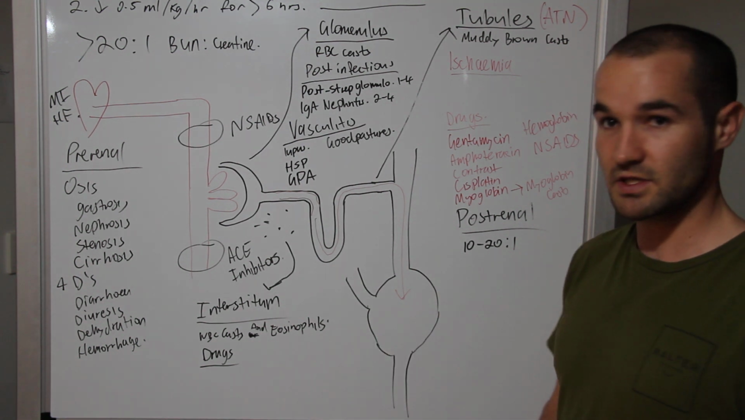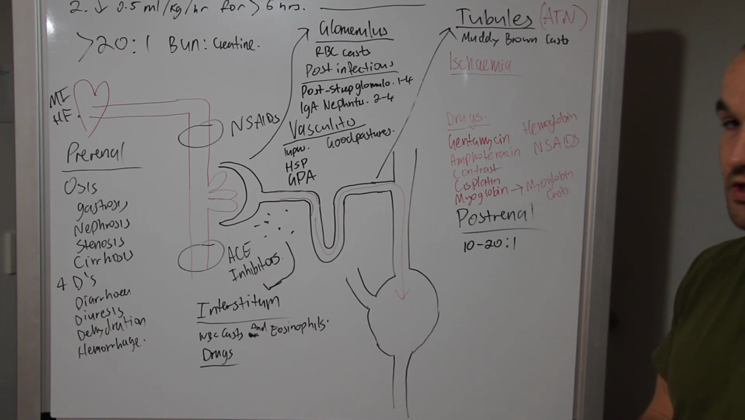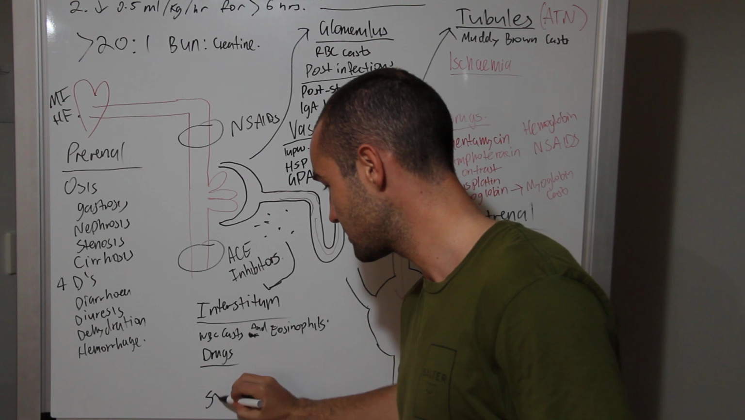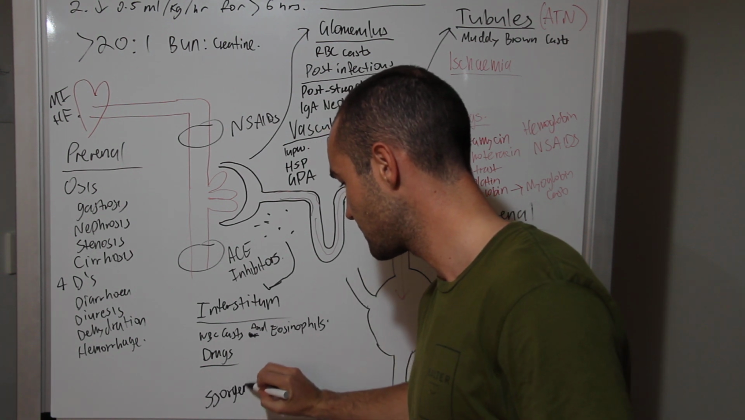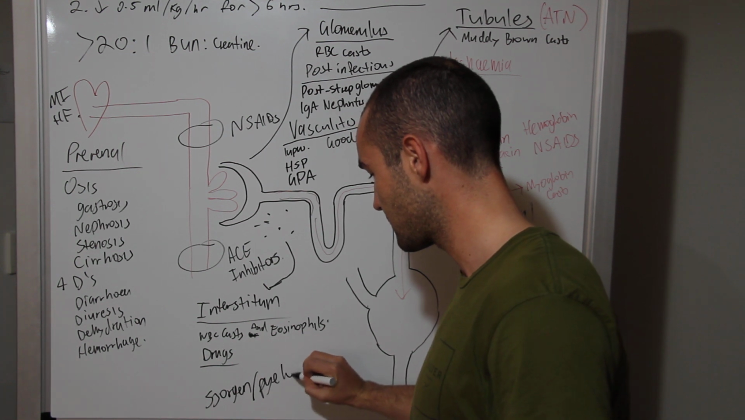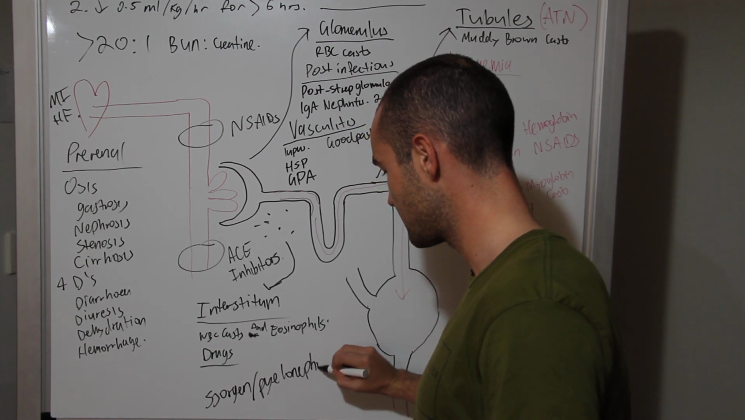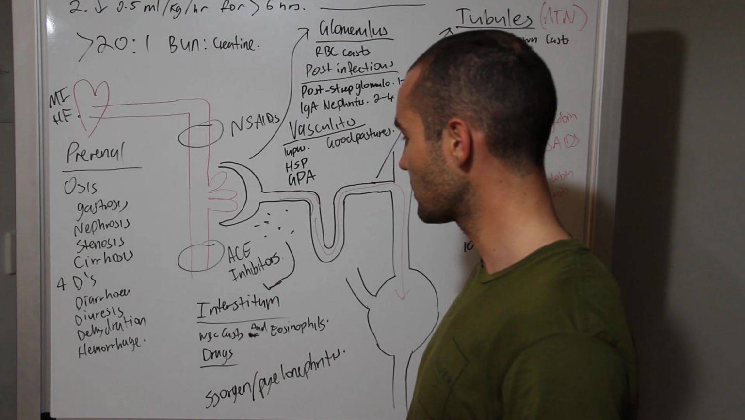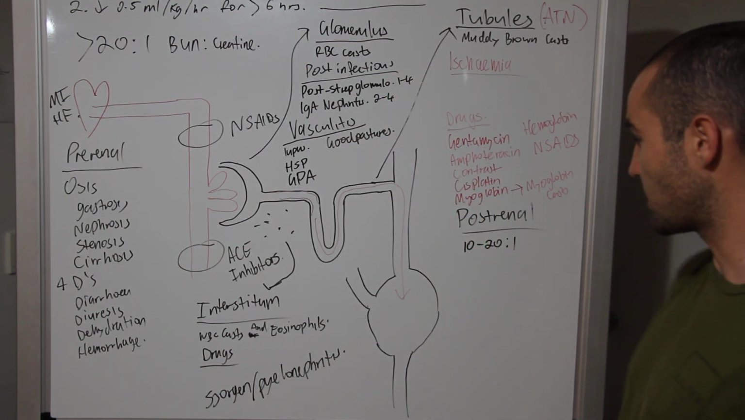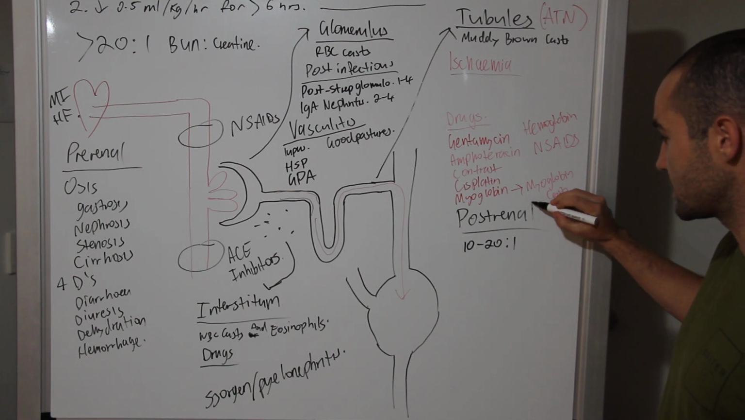And the other cause of interstitial problem, the other category of interstitial problems, is Sjögren's syndrome or pyelonephritis. Alright, that's our intrarenal causes covered. Now let's move on to the easiest part. This is our post-renal causes.